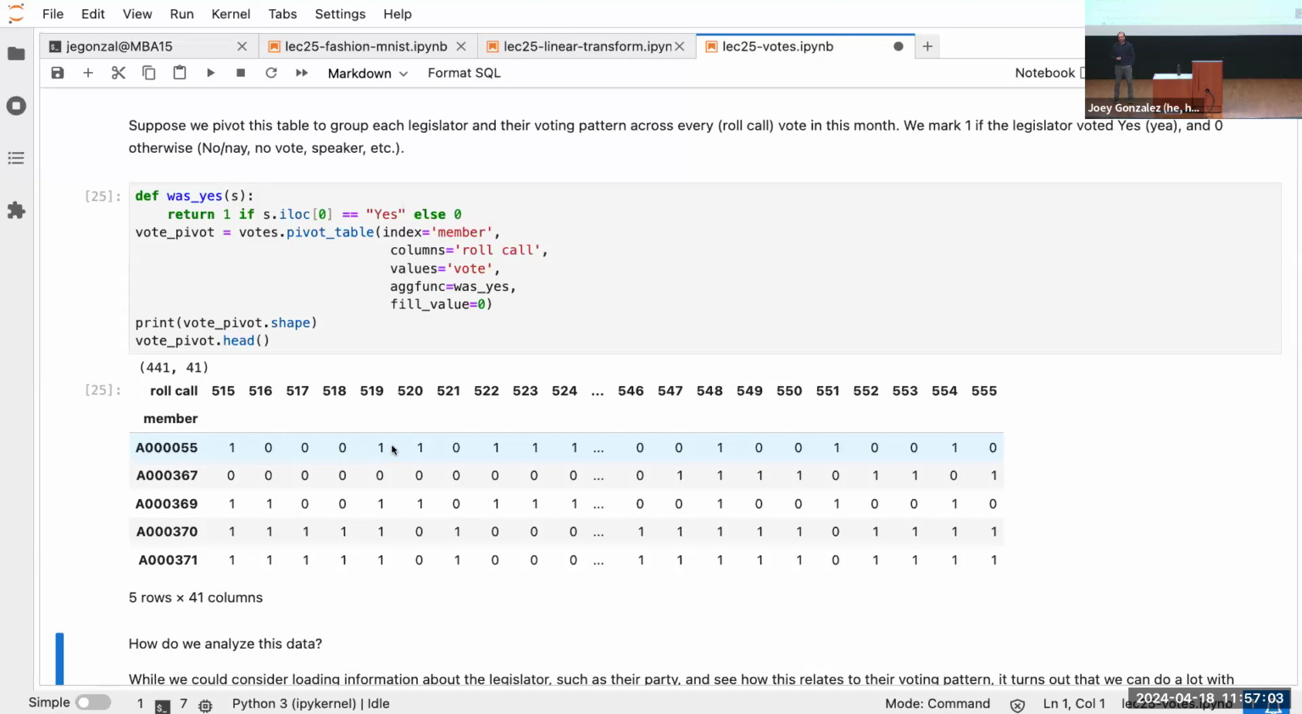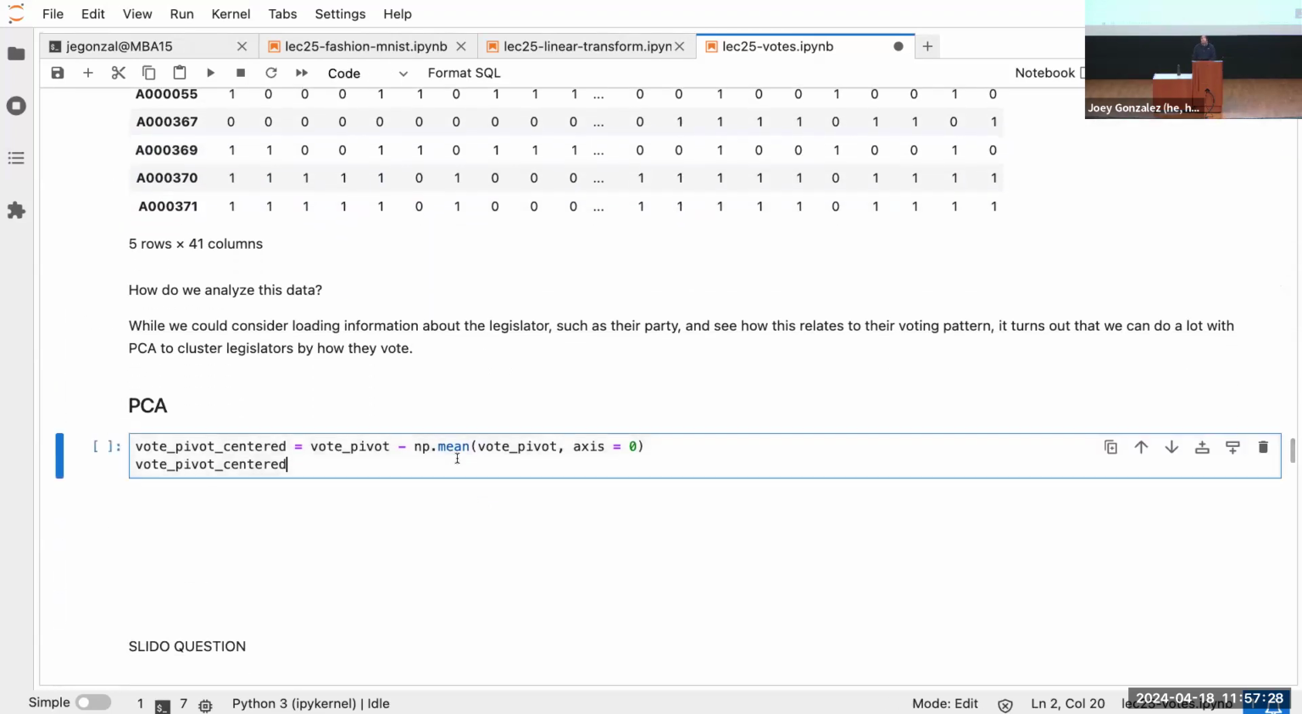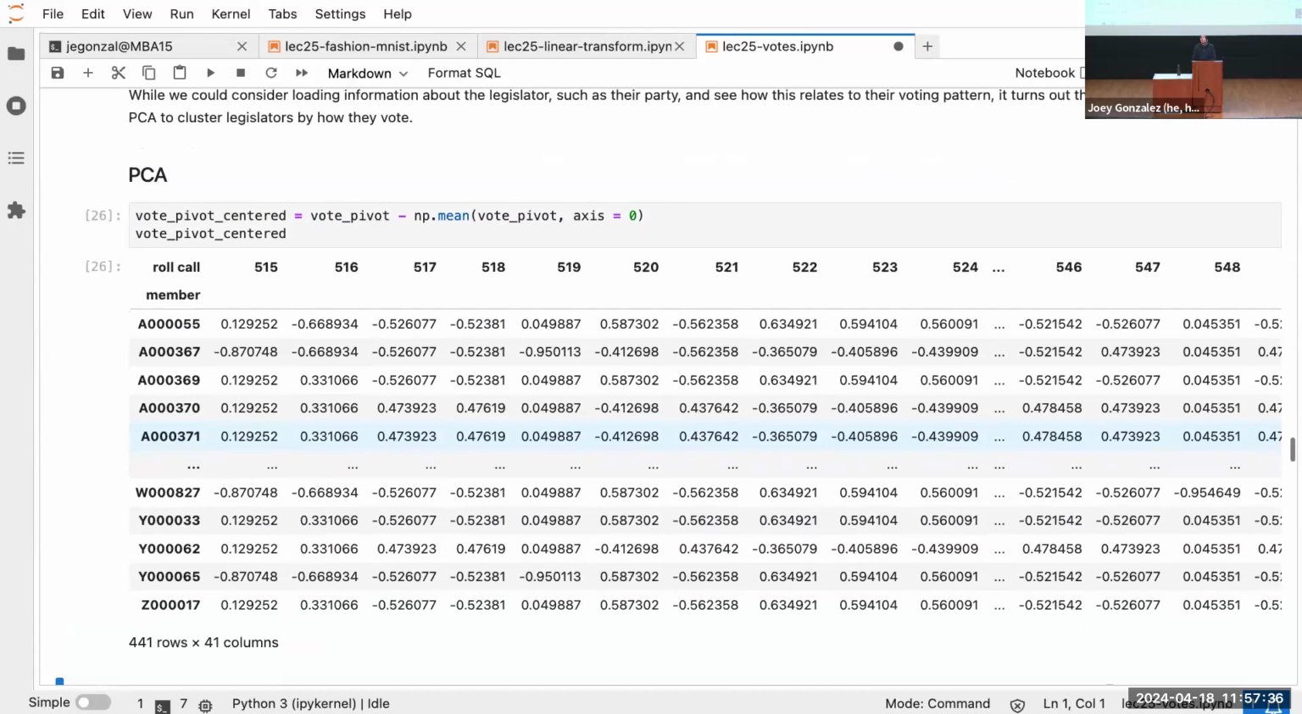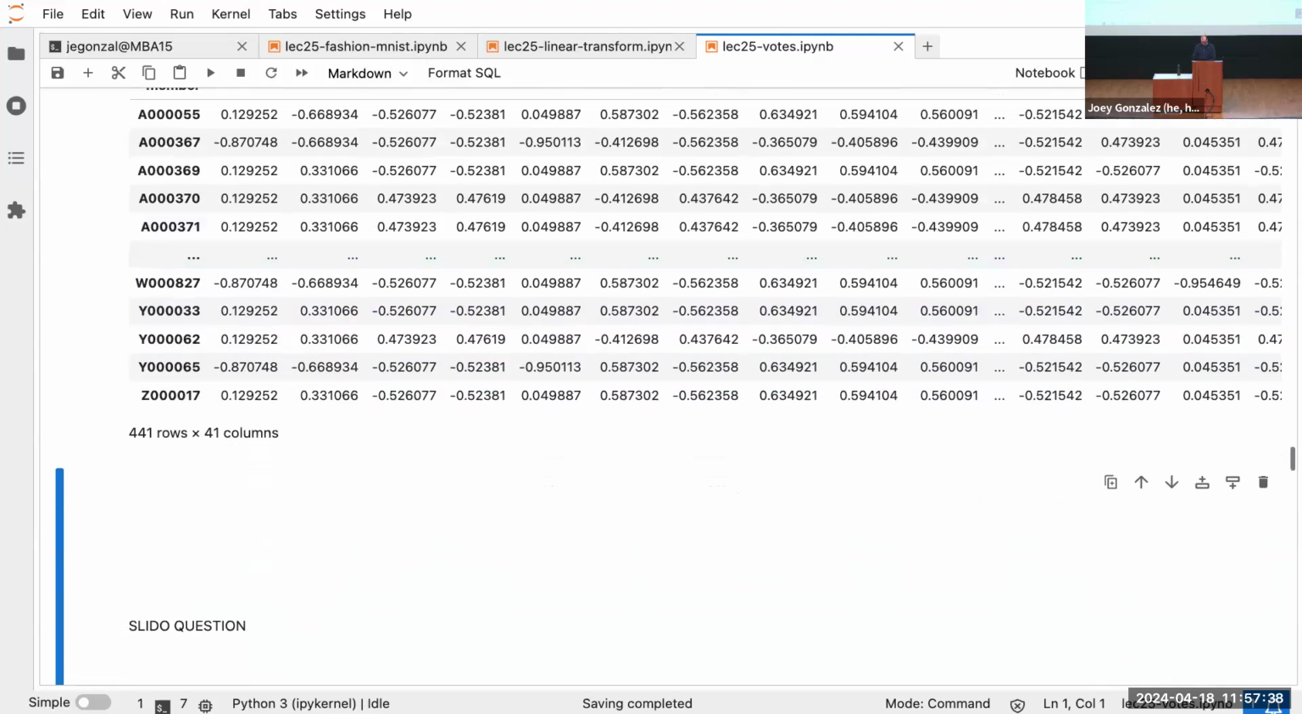Let's try a method. Here is a situation where I have 41 columns, 440 individuals on 41 different voting occasions. I can't visualize this data. It's a bunch of ones and zeros. It's a pain. So I'm going to use PCA, try to bring this down to just a 2-dimensional space and see if I place people in this 2-dimensional space, where do they live? Who are their neighbors? First step, I've got this vote pivot table, which I built here. I'm going to subtract off the mean. More numbers, hard to visualize.